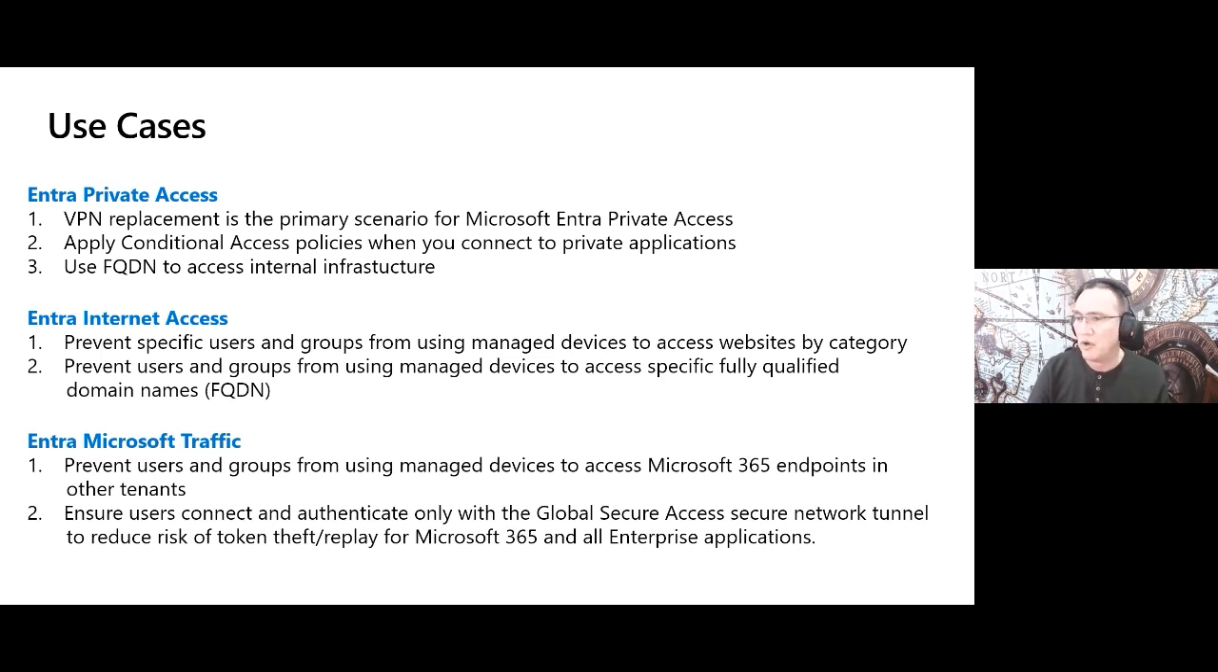The other is FQDN. If you have internal domain resolution, instead of using 172.100.100.10, you can put VM app01, enter, and that's a specific internal application. We can do it. As part of Private Access we have what we call Private DNS, so we can talk directly with your domain controllers and your DNS, create this translation, and connect to the final destination. So: VPN replacement, apply conditional access, and explore Private DNS inside your infrastructure.